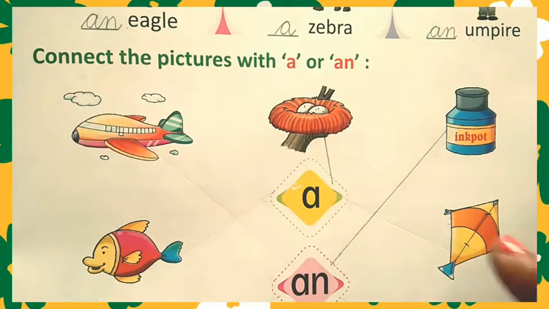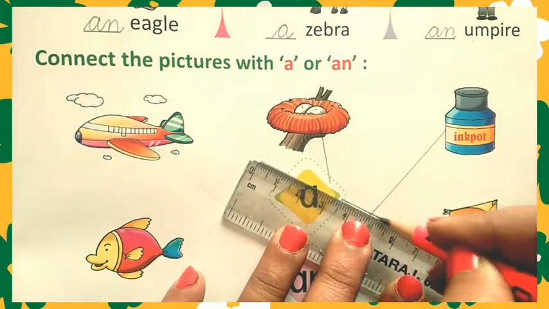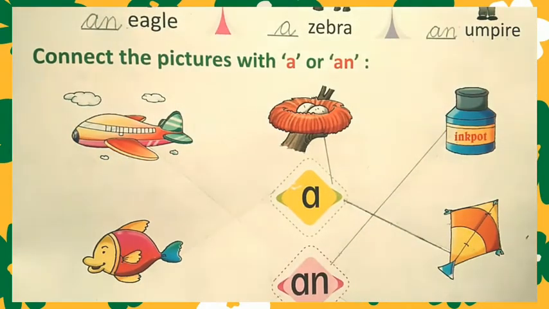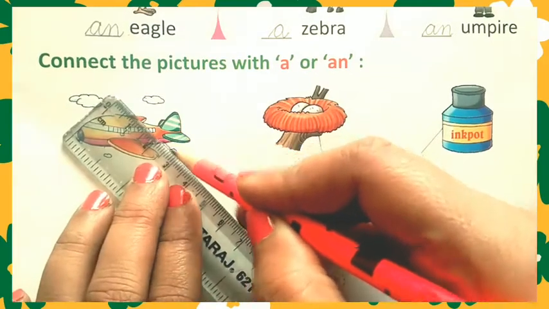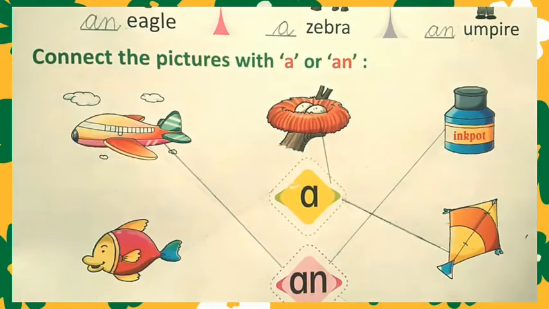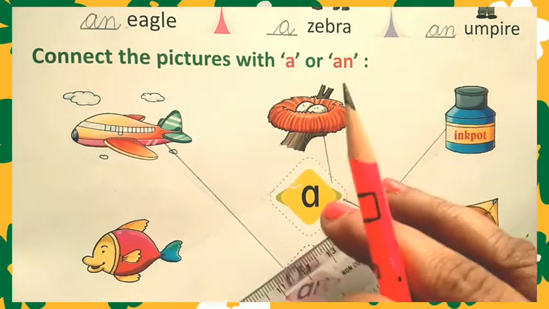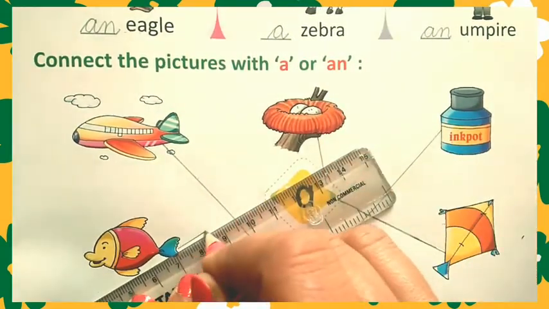Kite, K for kite. K is a consonant. You will match this with a kite. Okay. Aeroplane, A for aeroplane. A is a vowel. So you all will match this picture with an. Fish, F-I-S-H, fish. F is a consonant. So once again we will match this picture with a fish.